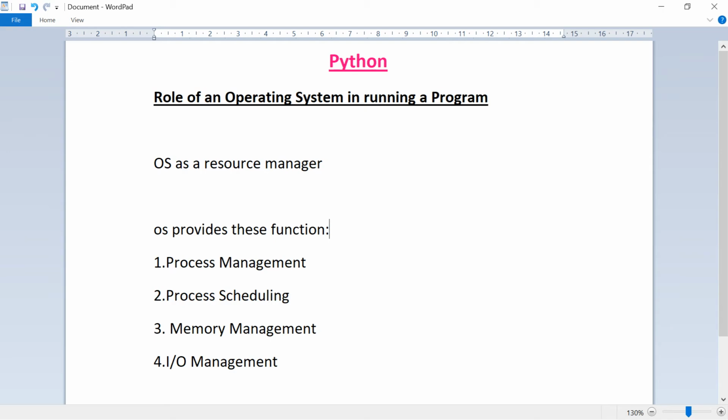Now let us see how an OS, meaning operating system, plays an important role in running a program. Now, OS as a resource manager. What is this? A program, when not running, is simply lying on the disk.